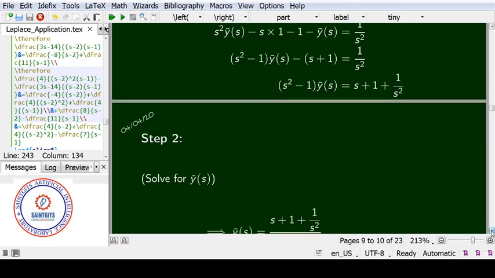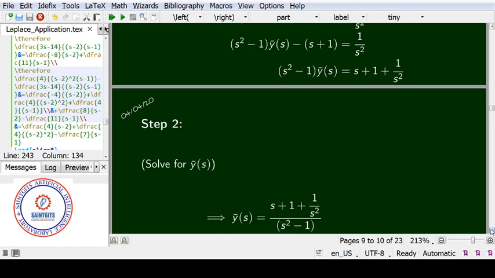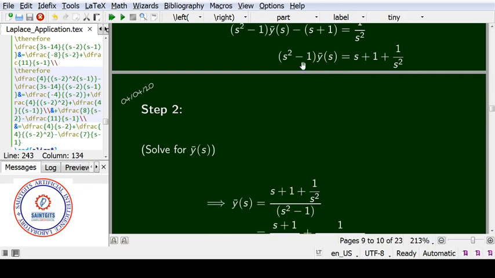Now we move on to step 2, that is solve for y bar of s. I already told you, solve for y bar of s means we try to make the left side y bar of s and put all other things into the right side. We are doing it. So y bar of s equal to, we bring this s square minus 1 to the right side. When we put s square minus 1 on the right side, it becomes the denominator. So s plus 1 plus 1 by s square, the whole divided by s square minus 1.